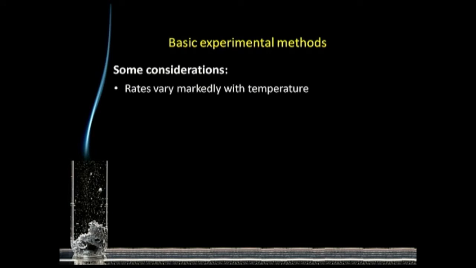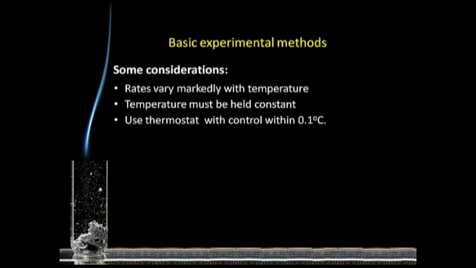We know that rates of reactions vary with the temperature. Therefore, it is necessary to maintain the temperature constant during the investigation. That means we have to carry out the reactions in a thermostat, and the accuracy with which the temperature is to be controlled should be within 0.1 degree centigrade. Use standard calibrated thermometers to measure temperature.